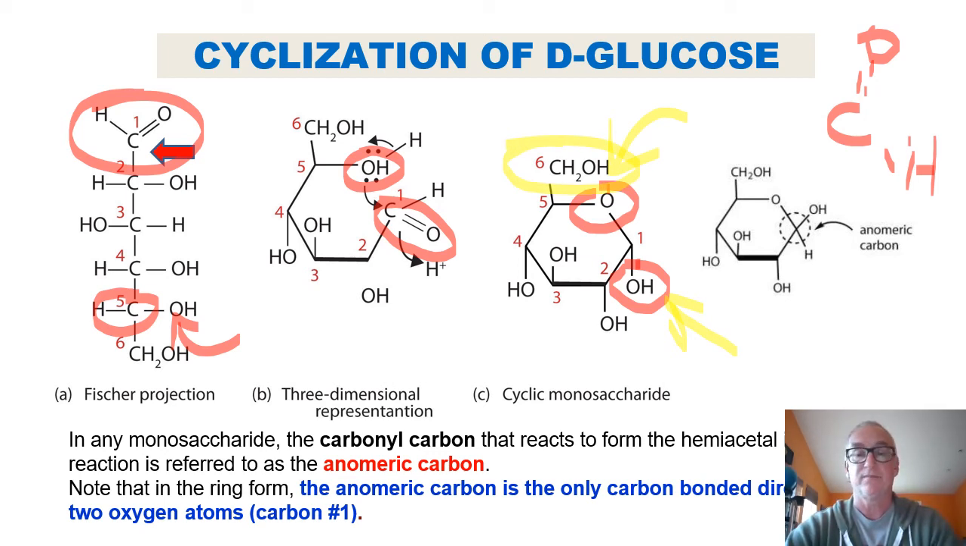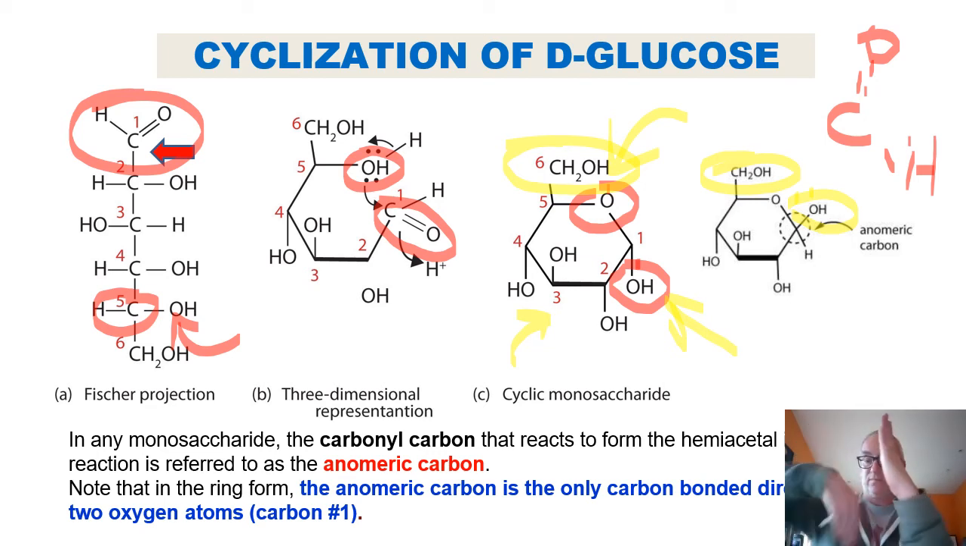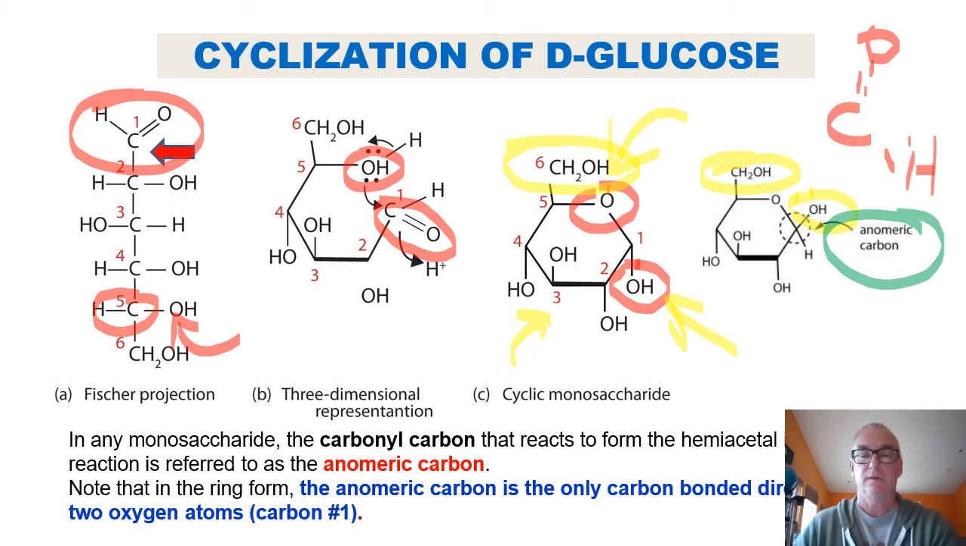carbon number six. And so this is a different kind of projection. This is like a ring projection. And so we have either groups pointing down or groups pointing up. And so we want to see whether or not this hydroxyl group on carbon 1 and this group, carbon 6, are either cis on the same side of the ring or trans. And this particular carbon now gets a special name, and we call it the anomeric carbon.